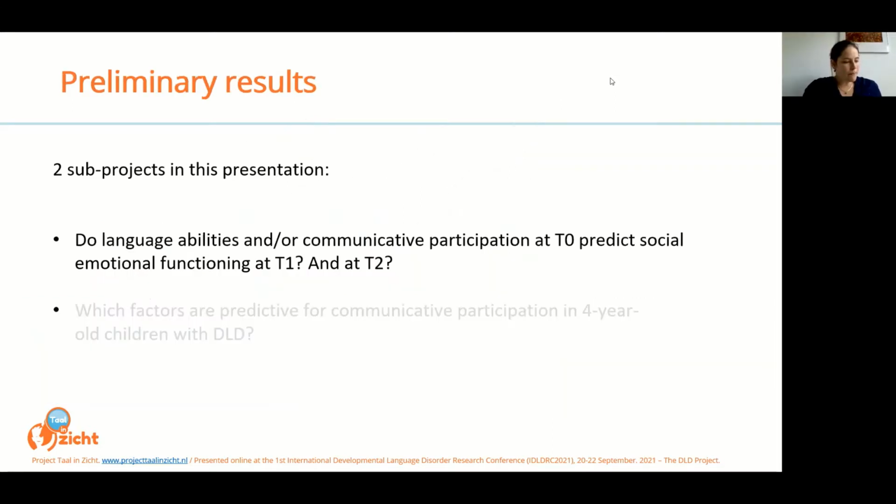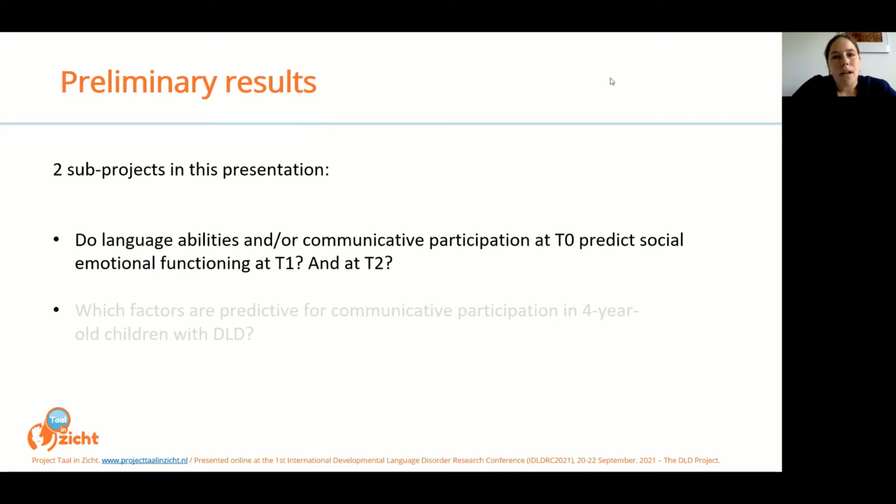So as mentioned, we were interested in well-being of children with DLD as they mature. So at the early time points, we already included social emotional functioning questionnaires, and these were filled out by their parents. And we were interested in the relation between language as measured at the start of our project and social emotional well-being at 6 months after the start of primary school and at the start of grade 1.